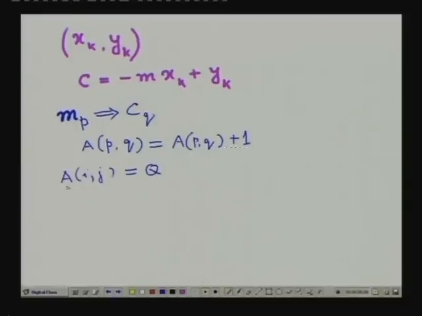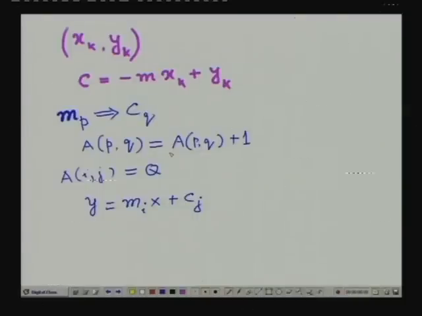So, at the end, if an accumulator cell A i j contains a value of say capital Q, this indicates that there are Q number of points lying on a straight line whose equation is given by y is equal to m i x plus c j, because as we said, this accumulator cell i j corresponds to the slope value of m i and the intercept value of c j, and for every point wherever I get a corresponding value of m and c, the corresponding accumulator cell is incremented by 1.